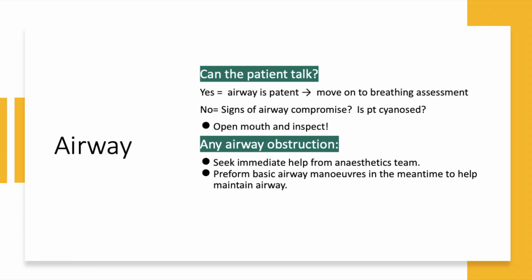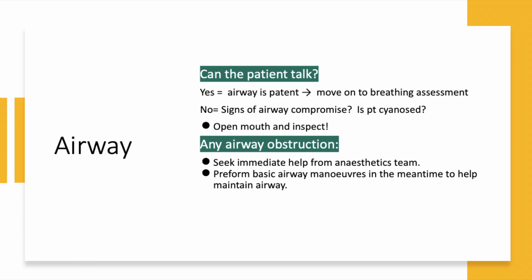First up, we have airway. So to check the airway is patent, a great way is to see if the patient can talk. If it's a yes, move on to breathing assessment. If not, check for any signs of airway compromise. For example, is the patient cyanosed? Open the patient's mouth and inspect.